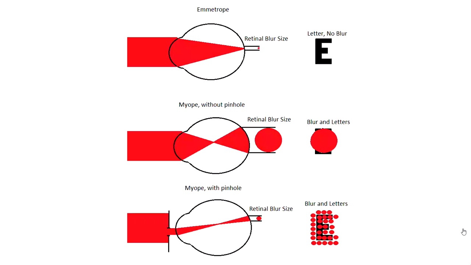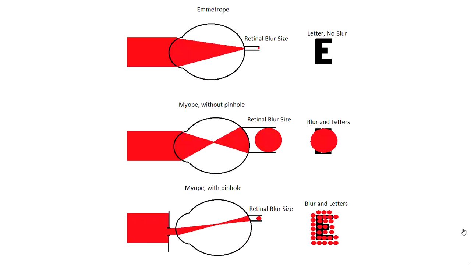In an emmetrope, the image is focused perfectly on the retina, so there's a small blur size on the retina, so we can resolve that E. In myopes, because the image is in front of the retina, we create a large retinal blur size, and that makes it impossible for us to resolve the letters. When we add the pinhole in, which is also effectively changing the pupil size, we're decreasing the pupil size to 1 millimeter. We decrease the retinal blur size, and that makes the letters resolvable.